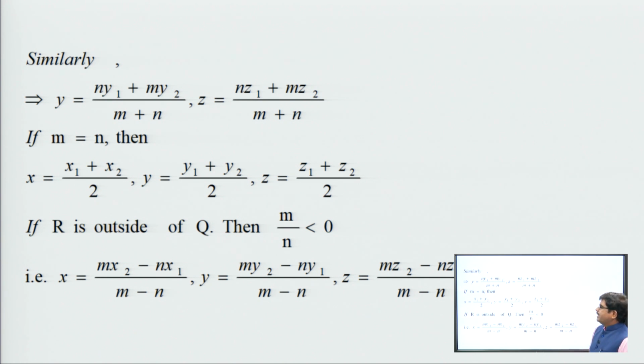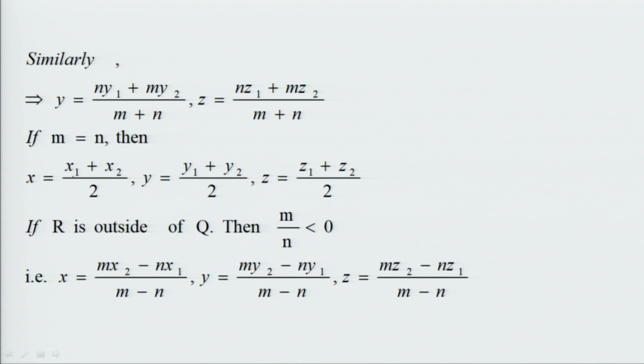If we take m equals n, it means R is the midpoint of the line PQ. Therefore, in that case x equals (x1 plus x2) upon 2, y equals (y1 plus y2) upon 2 and z equals (z1 plus z2) upon 2.